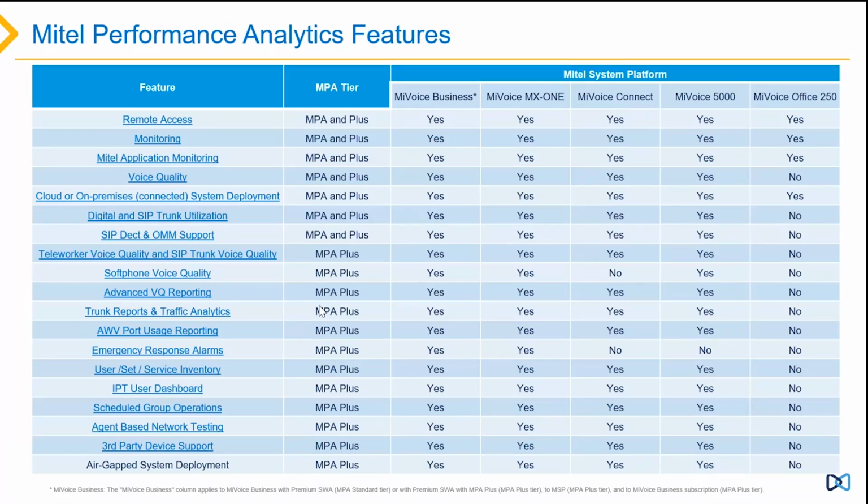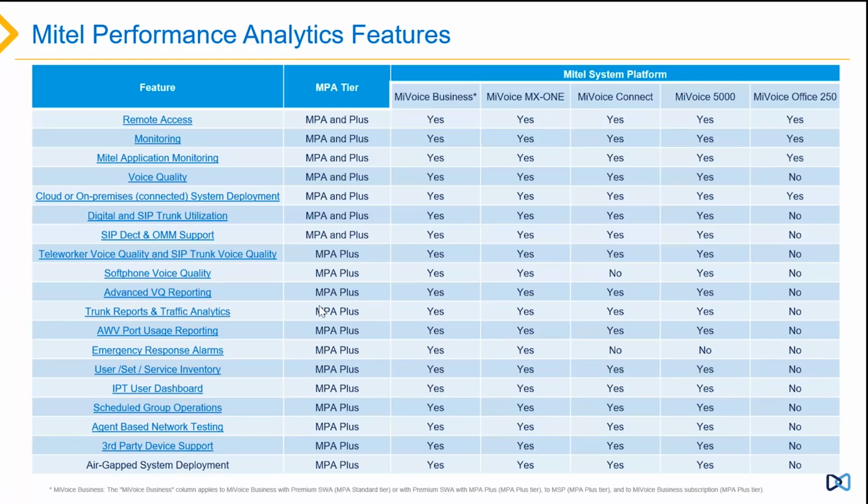And then on the MPA tier column, you can see a number of them are MPA and Plus. Now, if you are an on-premise installation, you have everything. It's only in cloud where we have this split between MPA and MPA Plus. So if you do have a cloud deployment where we run the cloud server in AWS servers around the globe, but if you choose the cloud platform, your premium software assurance will give you everything from remote access to teleworker quality and SIP trunk voice quality.